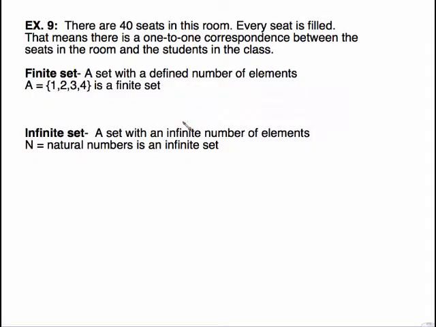2 new words. A finite set is a set with a defined number of elements. In other words, it's a set that ends. So 1, 2, 3, 4 is a finite set. An infinite set is a set with an infinite number of elements. N equals the natural numbers is an infinite set because it continues on and on.